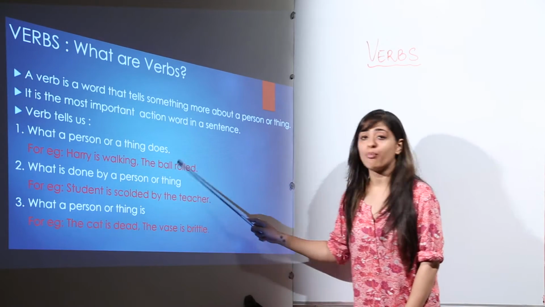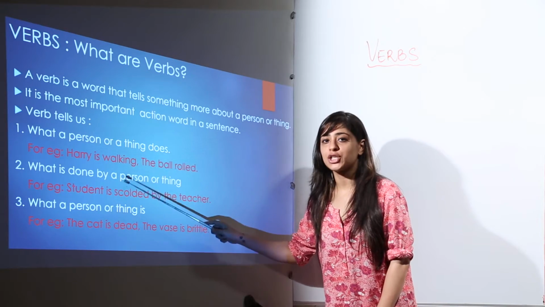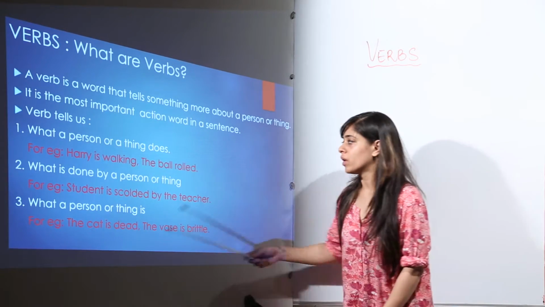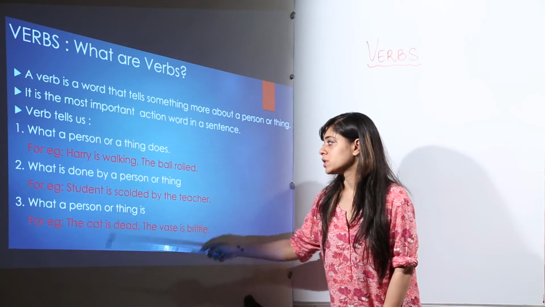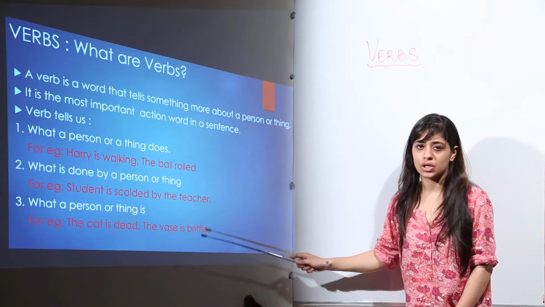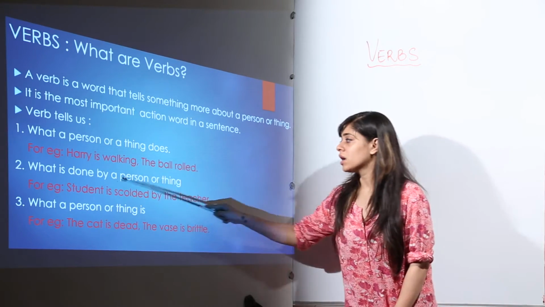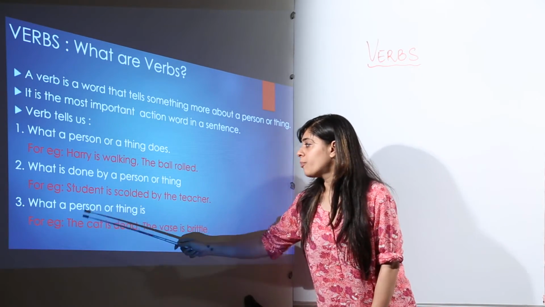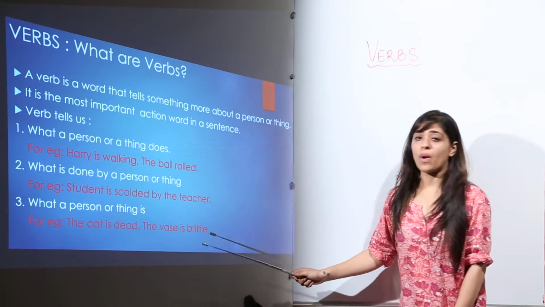Now Harry and ball are the nouns, and in Harry is walking, walking is the action or the verb. Rolled again is the verb or the doing word. A verb also tells what is done to a person or thing. For example, the student is scolded by the teacher. Here in this sentence, scolded is the verb. It can also tell what a person or thing is. The cat is dead. The vase is brittle.